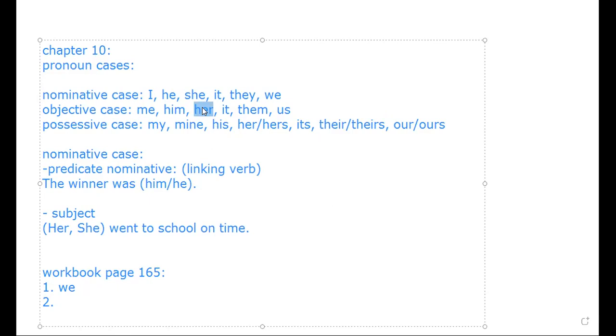Can someone help Farah? She. Thanks, Adam. So in number 15, you need to cross out "her" and substitute it with "she." Might have been she. All right. Any questions about the nominative case pronoun?